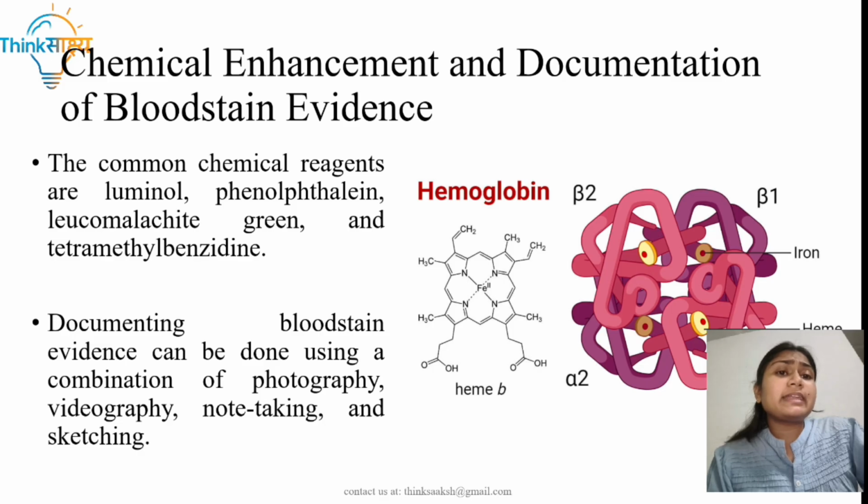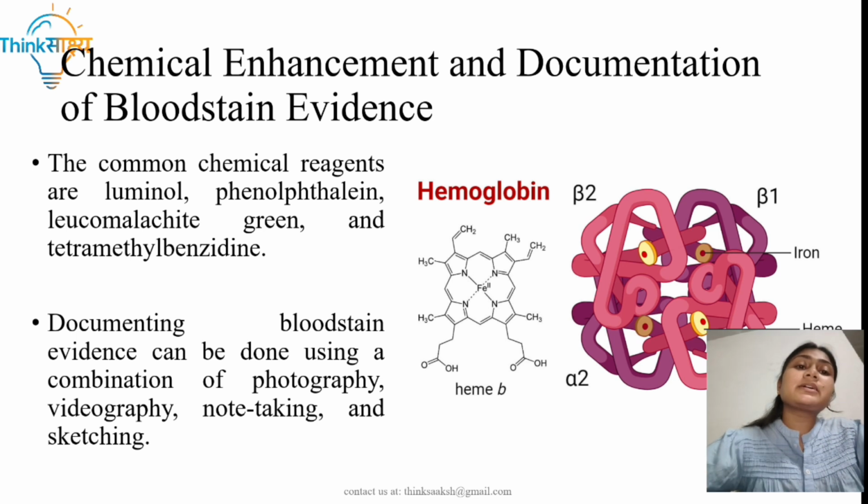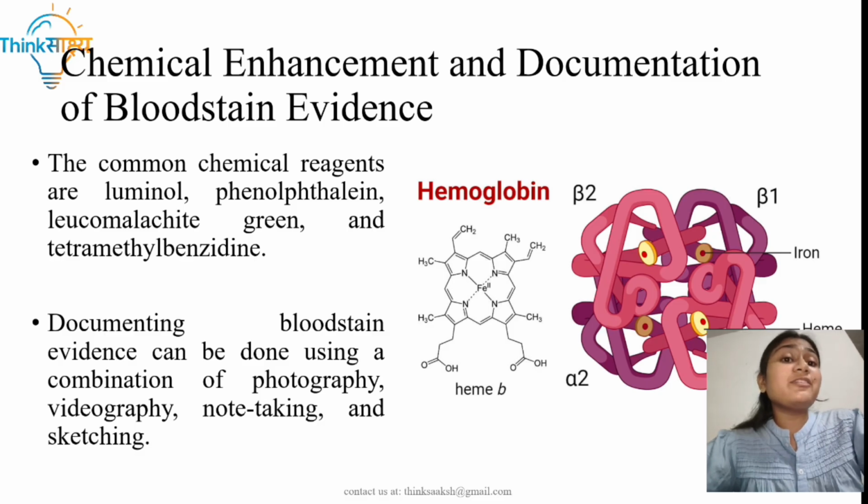Documentation of blood stain evidence is also very important, so we can analyze the photographs, the documented videography, note taking and sketching. These all can be analyzed afterwards to reconstruct the crime scene, because crime scene reconstruction tells us about the events of the crime scene, like what happened there. So we need these blood stain evidences to be documented in the form of photography.